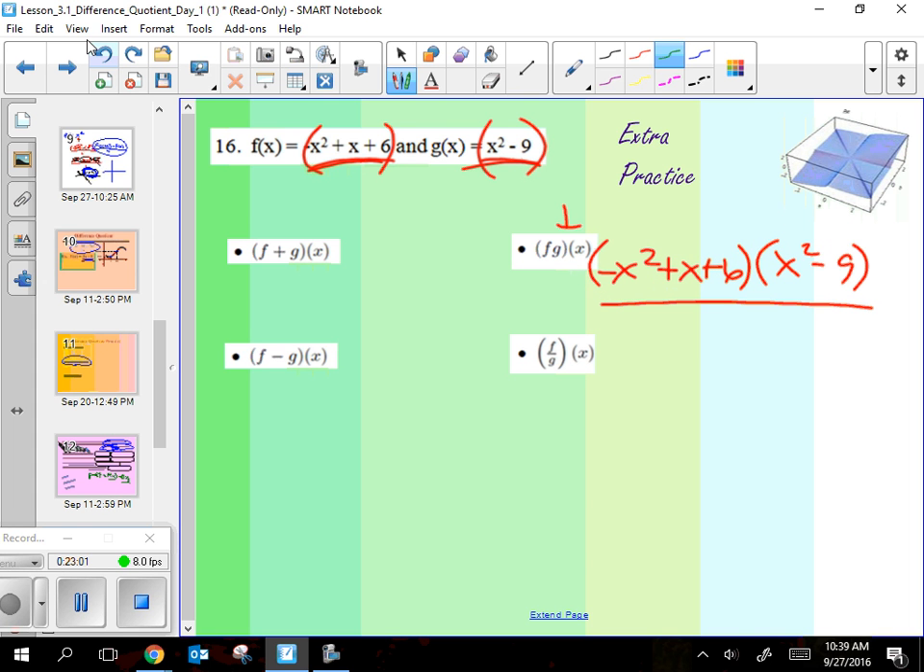When you're all said and done, I'm going to see if I can get this. I have negative x to the 4th. Then I'd have somewhere in there a positive 9x squared. And I'd have a positive x to the 3rd. And I'd have a negative 9x. And I'd have a positive 6x squared. I'm putting them right next to each other so I can add them. And then I would have a negative 54 somewhere. All right. So only these two, I think, get added, and everything else is going to be the same. So negative x to the 4th plus 15x squared plus x to the 3rd minus 9x minus 54.